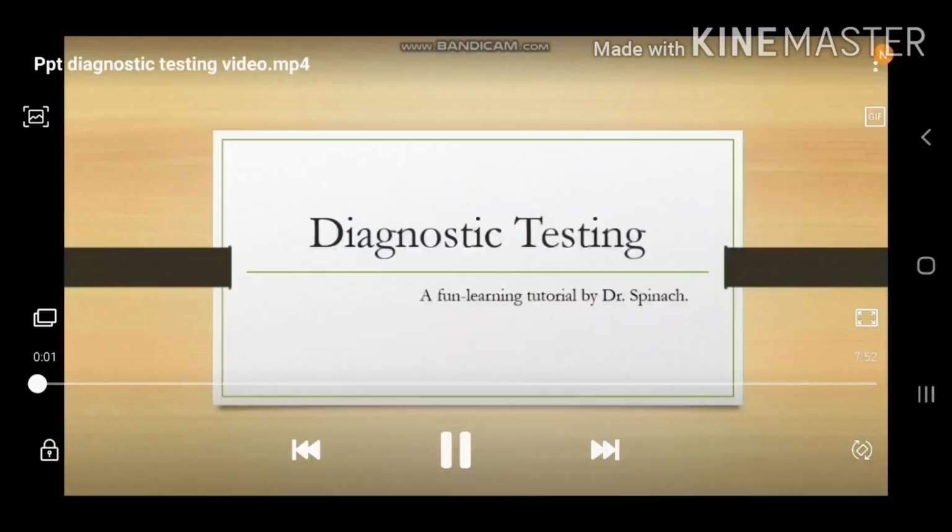So all my medicine buddies, stick with me to completely understand diagnostic testing's whys and hows. Let's be productive together.